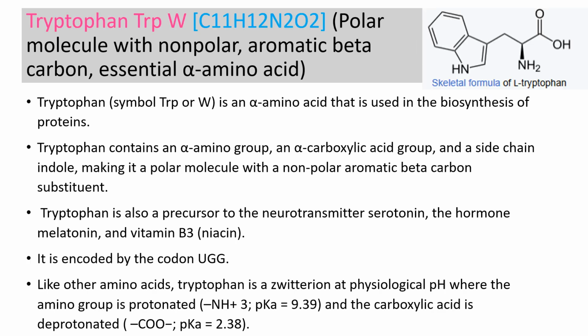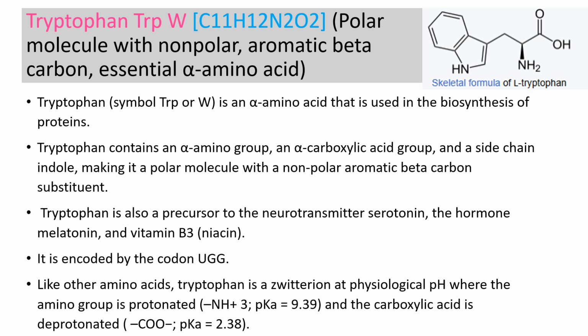So let's study tryptophan. Tryptophan is Trp, W, C11H12N2O2, which is a polar molecule with a non-polar aromatic beta carbon, an essential alpha amino acid. So these are aromatics. You will see some side chains with aromatic benzene rings, right? So you can see the rings here. So tryptophan is one of the aromatic alpha amino acids.